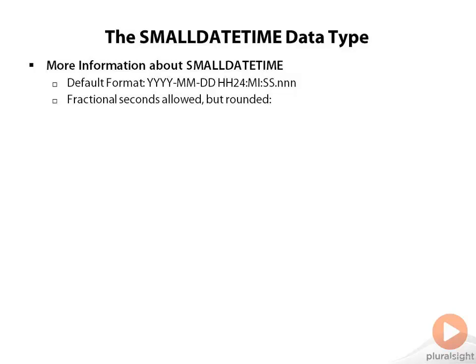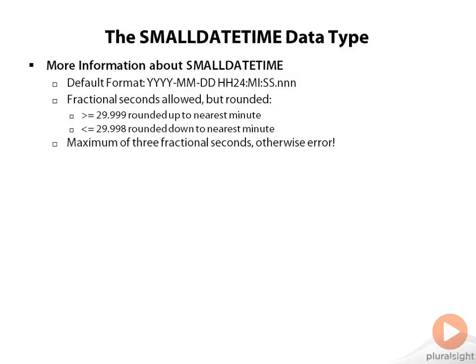Now, you would think that the 30-second mark would be the dividing line between rounding up or rounding down a small datetime, just as 0.5 is the dividing line for rounding a number. Well, that's not the case here. If your seconds are 29.999 or higher, they are rounded up to the nearest minute. If your seconds are 29.998 or lower, they are rounded down to the nearest minute. Note that you are allowed up to 3 digits of fractional seconds. If you specify any more than that, you get an error message and Microsoft drains all of your bank accounts.